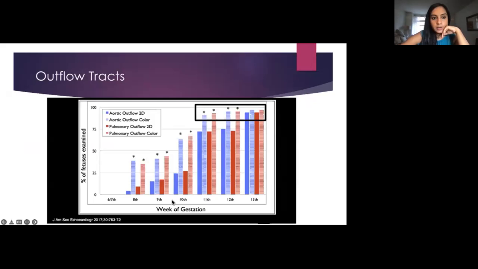In terms of the outflow tracts and when you can see them, your x-axis here is your weeks of gestation. Your y-axis is the percentage of fetuses where they were able to see this. And you can see once you get past 11 weeks, you can definitely see your aortic and pulmonary outflow tracts, your outflows, and especially when you add on color, it's much easier to see.